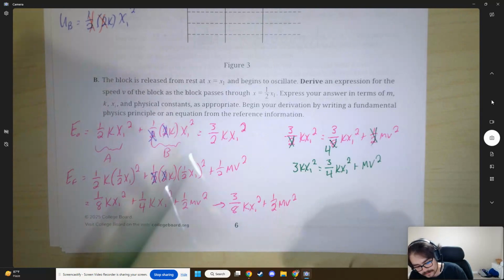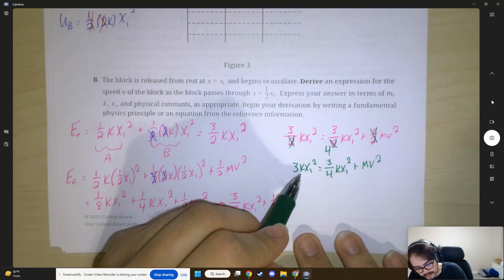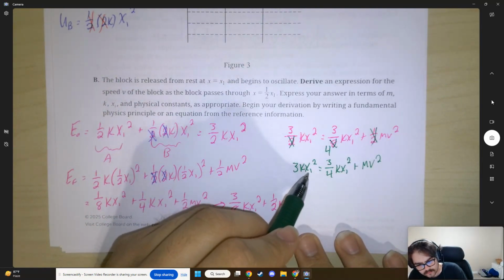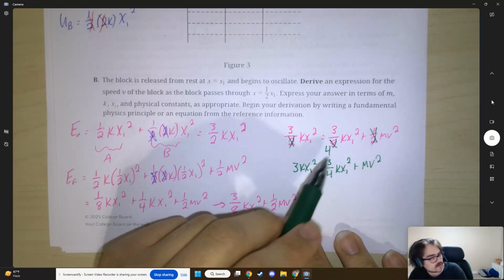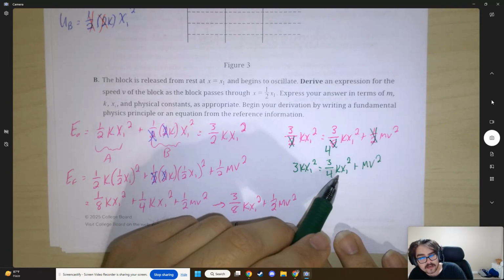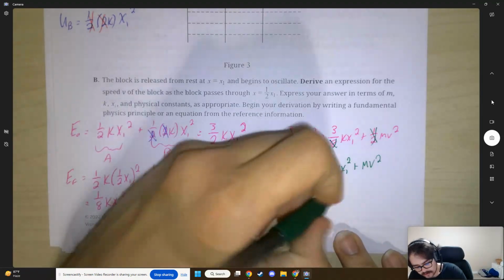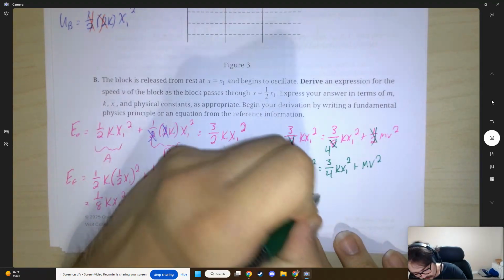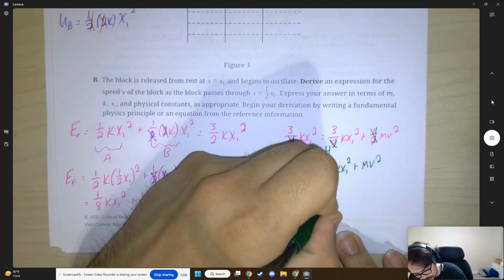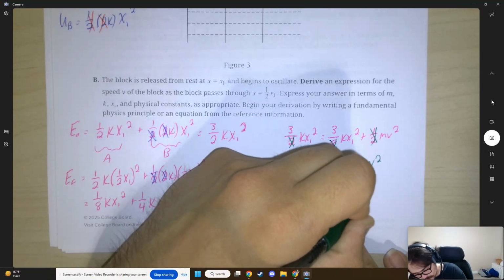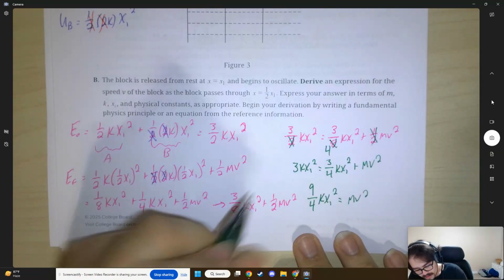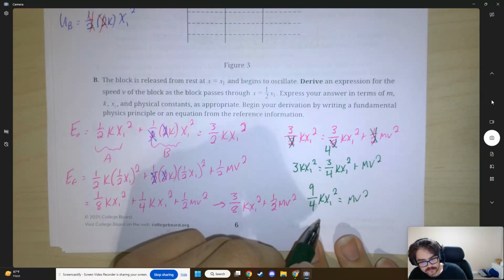So this becomes 3kx sub 1 squared minus 3/4 kx sub 1 squared. That ends up being 9/4 kx sub 1 squared. So it should be 9/4 kx sub 1 squared equals mv squared. And all you gotta do now is divide by m and then root both sides.